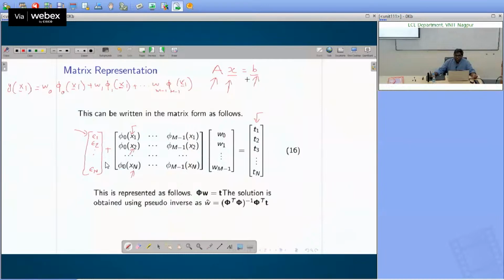N and this M will be different. It is basically a rectangular matrix, depending upon the value of N and M. It could be tall, this way, or fat, this way. But we would like to know about this W. That is the problem, right?